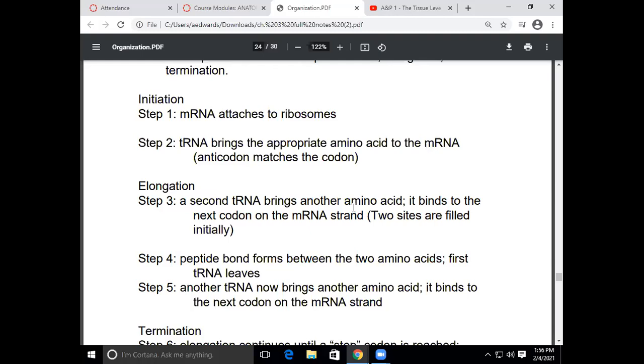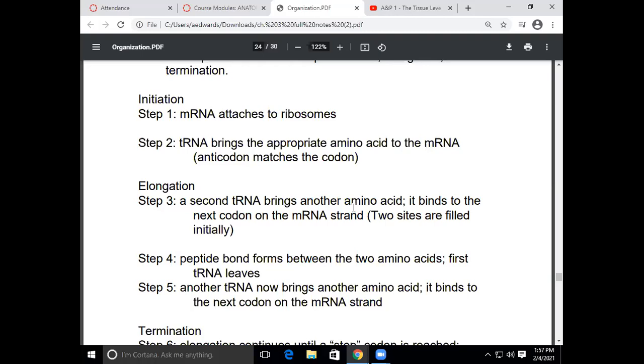Then we get to elongation. And here, another transfer RNA is going to bring another amino acid. All right, and it's going to bind to the next codon on the mRNA strand by complementary base pair rules. Okay, so you basically have 2 sites filled, right? 2 codons. Then you're going to form a peptide bond between the 2 amino acids. So there's going to be a chemical reaction that's going to link the 2 together. All right, link the 2 amino acids together. And then the first transfer RNA can leave at that point.